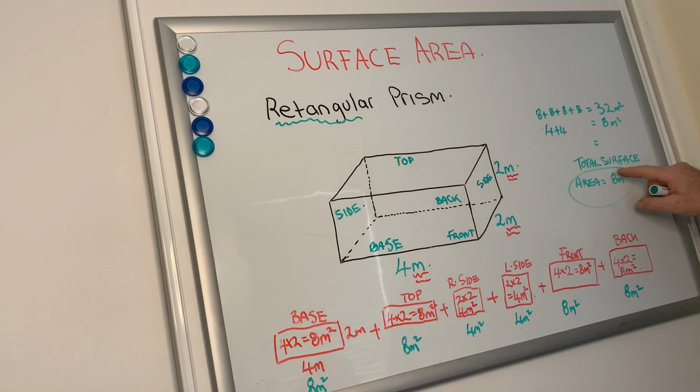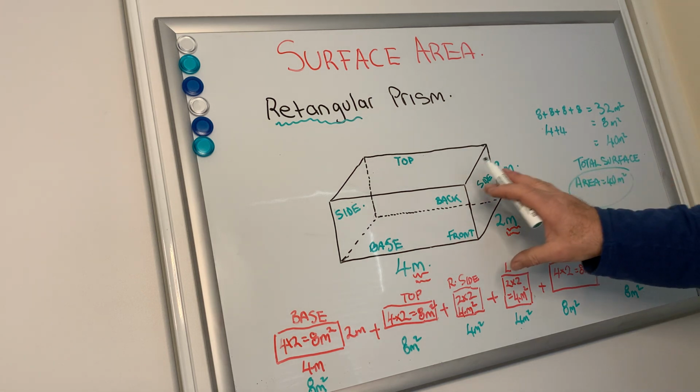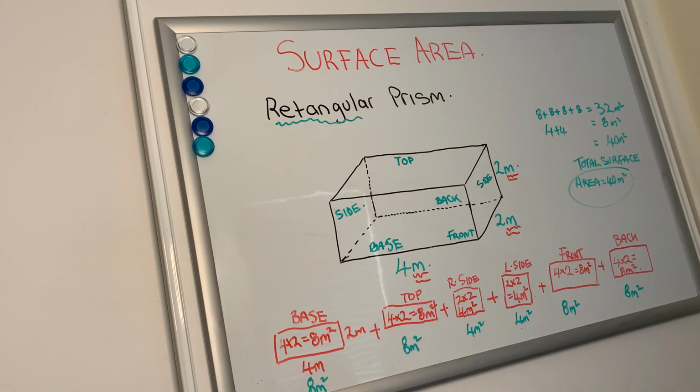Oh, my apologies, sorry about that. Sorry, it's 40 meters squared. Oh, 40, sorry about that. 40 meters squared. Okay, so it's made up of 32 plus the 8, which is 40 meters squared. So that's a total surface area. So the total surface area of this rectangular prism is 40 meters squared.